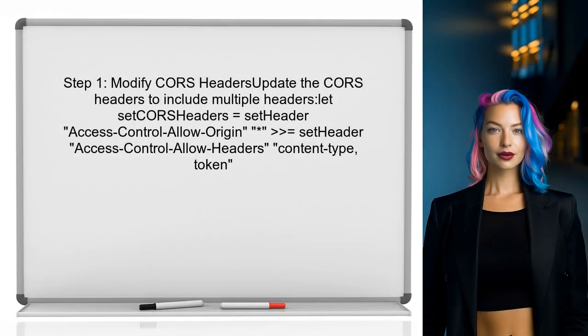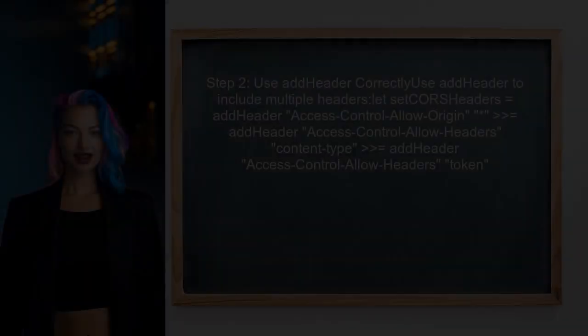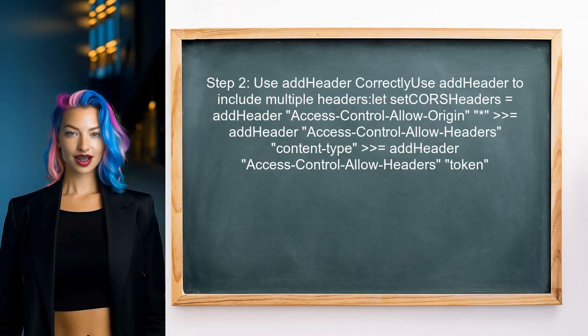To allow multiple headers in CORS for the Suave API, the user should start by modifying the CORS header setup. First, they need to ensure that the access control allow headers includes both the content type and the token headers. Next, the user should ensure that they are using the add header function correctly. This function allows adding multiple headers without overwriting the previous ones.